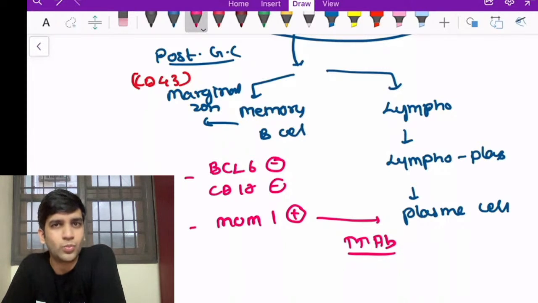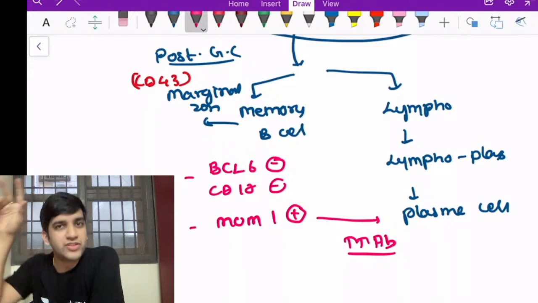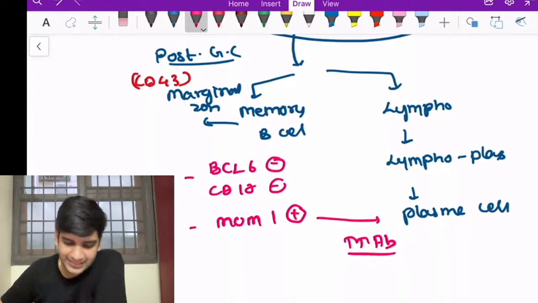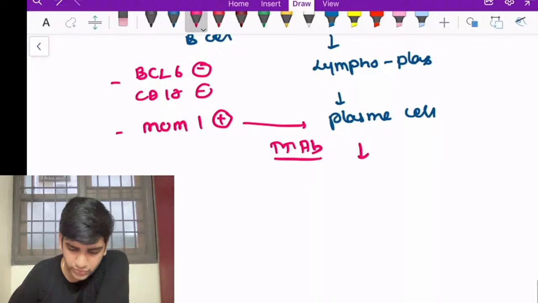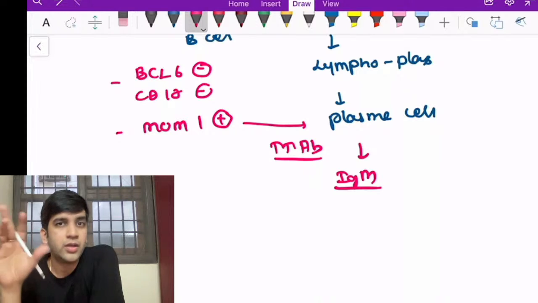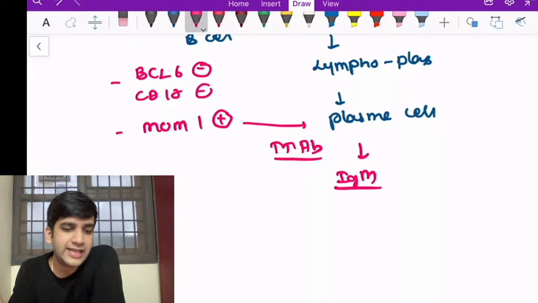It can produce only IgM, right? The reason why they can produce only IgM is that the surface of the lymphocyte has IgM. So the immediately available plasma cell will be IgM only, right? It will produce IgM only. But my body says that, see, IgM alone is not enough for me. I need IgG also.